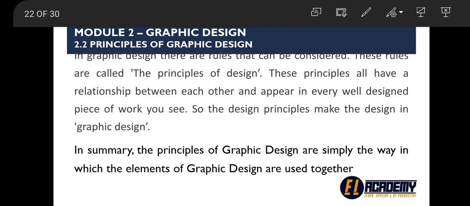All right, so I was talking about the principles. Now, these principles all have relationships between each other and appear in every well-designed piece of work you see. Any design you see that is very good, there is a principle behind it. Don't just assume that the person wakes up and does things anyhow. I'm telling you, there is a principle, whether consciously or unknowingly, that is guiding this design. Most of the time, people operate without these principles, and that is why the design is very disorganized.